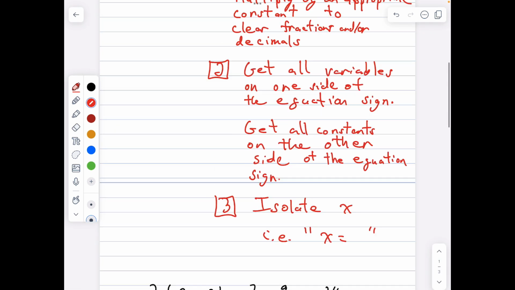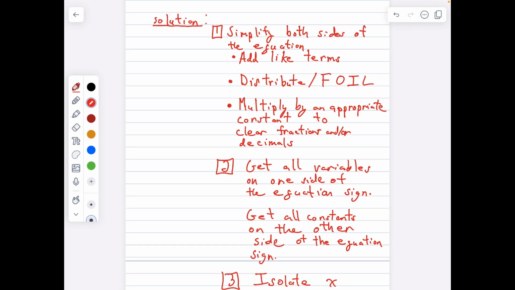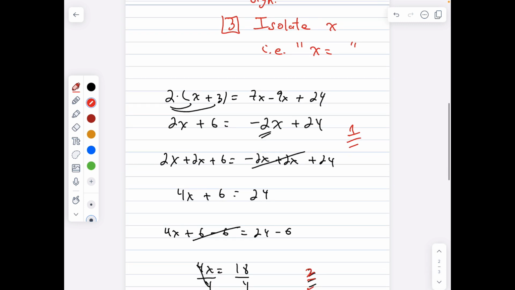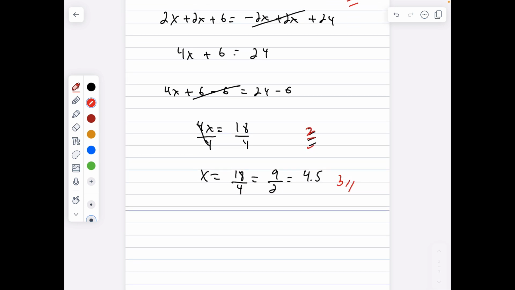Just to reiterate real quick, you simplify both sides of the equation: add like terms, distribute or FOIL, multiply by some constant to get rid of fractions. Then you get all the variables on one side and all the constants on the other. And finally, you isolate x by dividing by a number, or multiplying by the reciprocal of a fraction. That's another thing you could do, but anyways, not getting into that today.